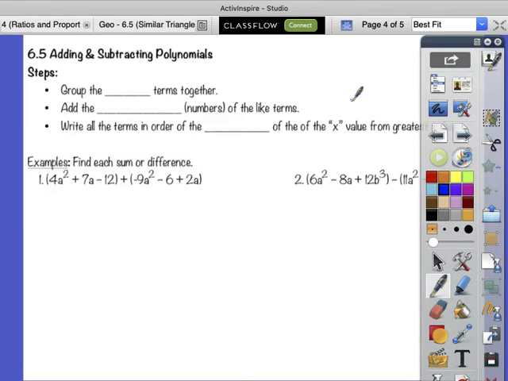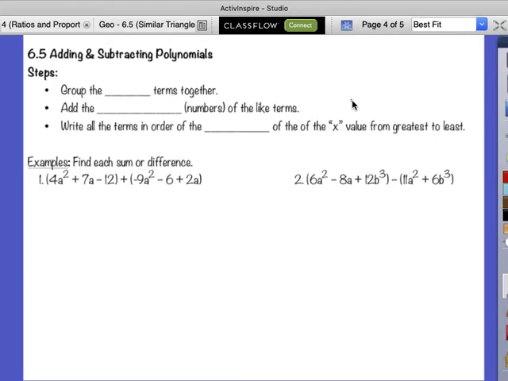All right. Let's turn our attention to the sideboard here. Monday, the 10th of February. SWBA students will be able to add and subtract polynomials. Section 6.5.